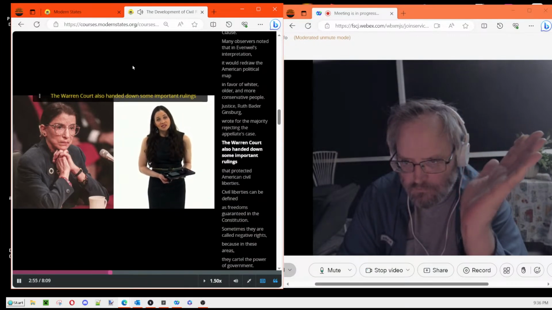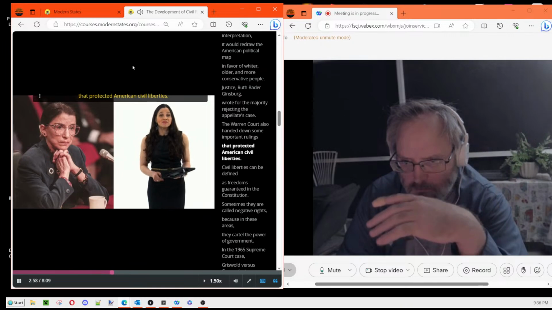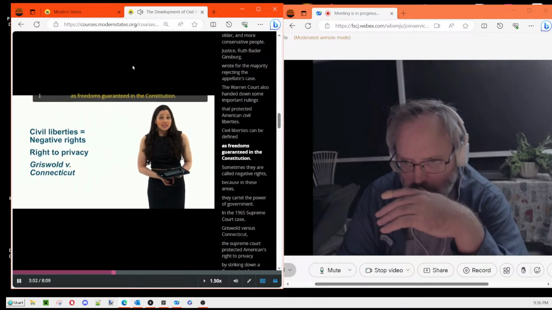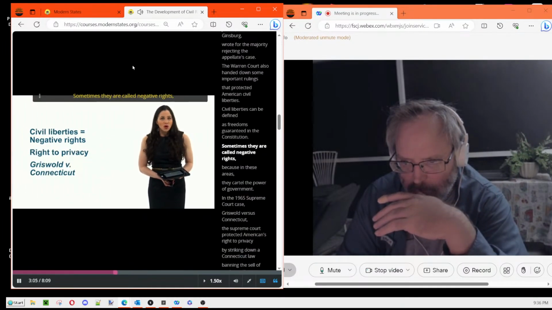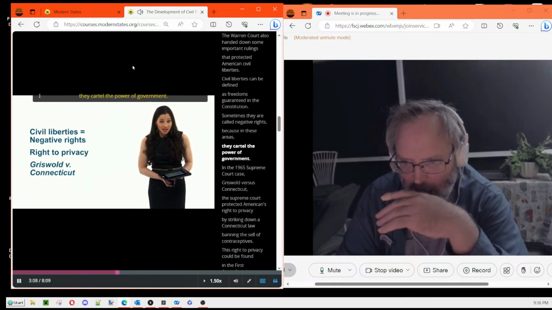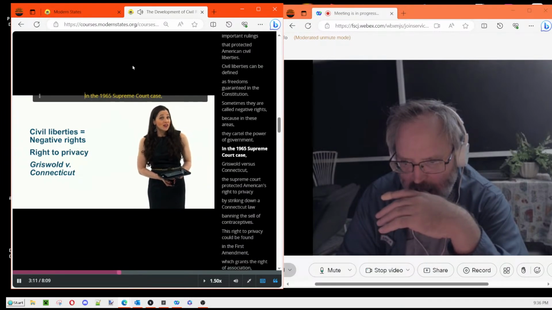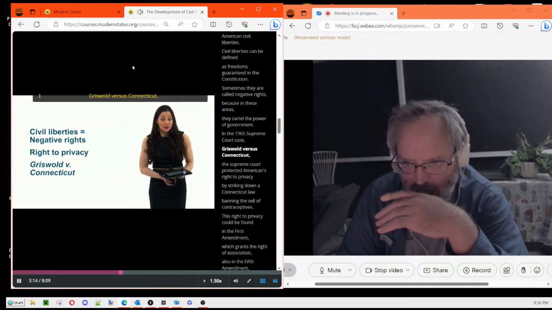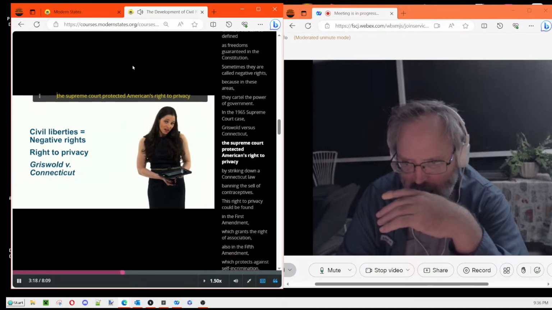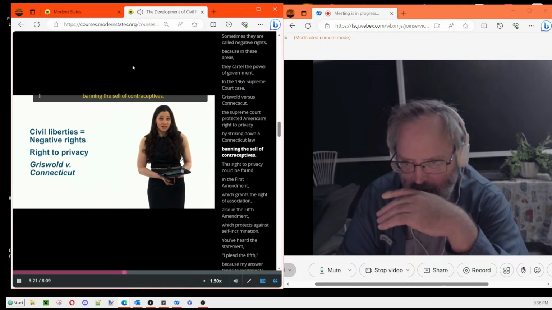The Warren Court also handed down some important rulings that protected American civil liberties. Civil liberties can be defined as freedoms guaranteed in the Constitution. Sometimes they are called negative rights because in these areas they curtail the power of government. In the 1965 Supreme Court case Griswold versus Connecticut, the Supreme Court protected Americans' right to privacy by striking down a Connecticut law banning the sale of contraceptives.